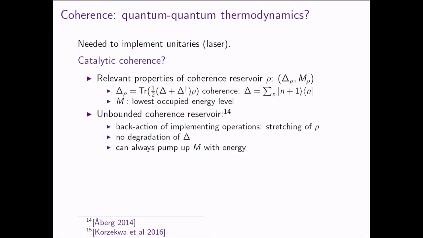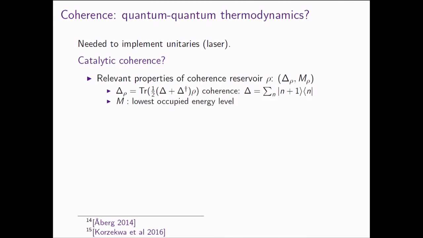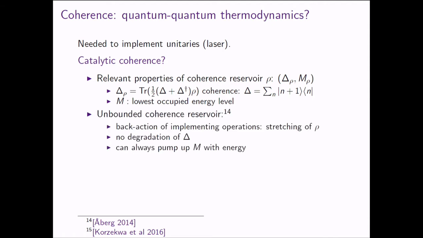And what I mean by these being the relevant properties is that if I want to implement some unitary to some precision epsilon in some system, then the only things that matter are these. Okay, so then you can see, well, I implement a unitary, and then what happens to my coherence reservoir? And this is the idea.